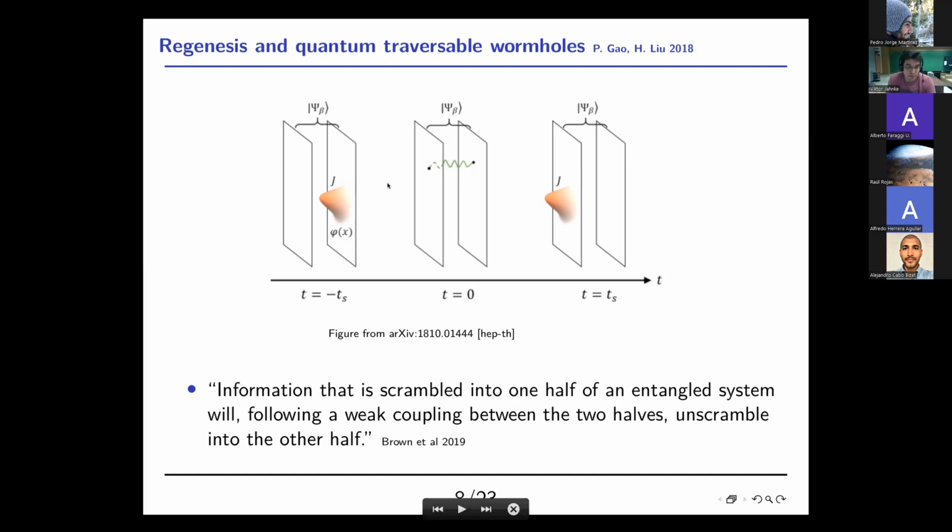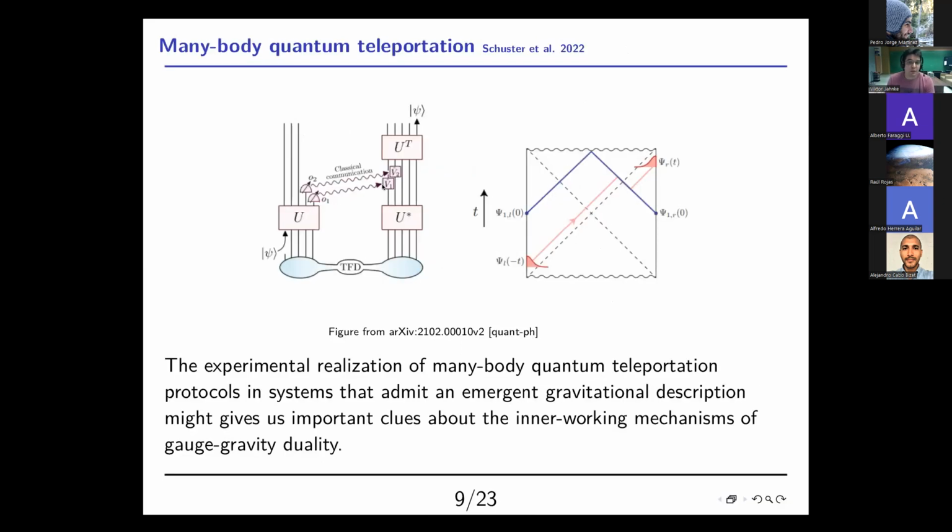This provides a new type of teleportation, which is called many-body quantum teleportation, and there are some specific proposals for this type of teleportation. Here I'm mentioning a paper by Chester and collaborators.